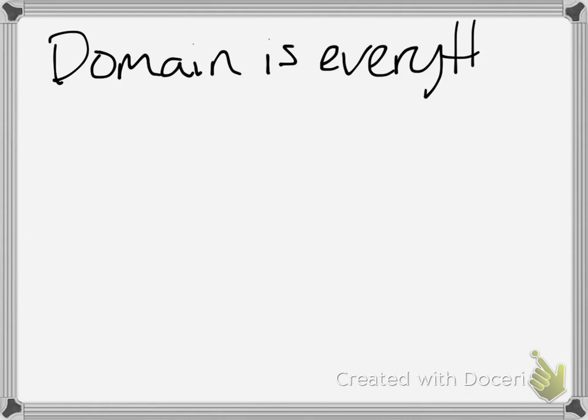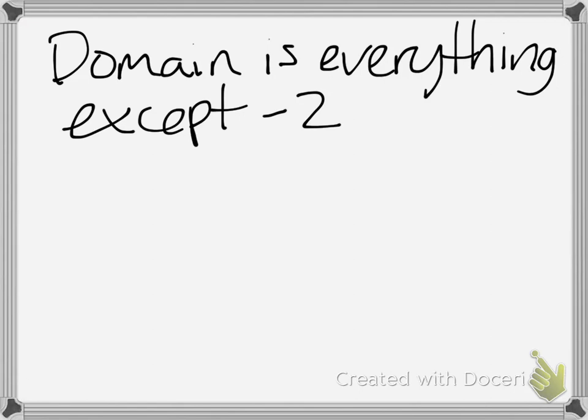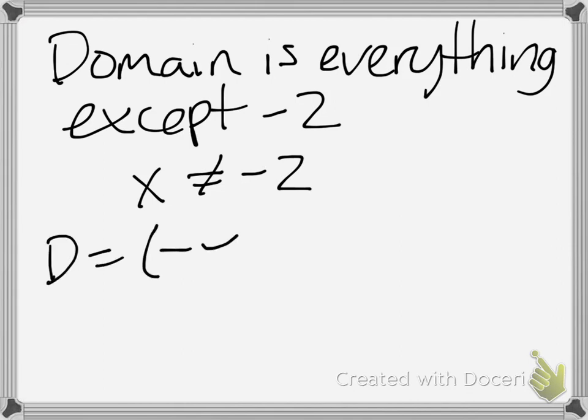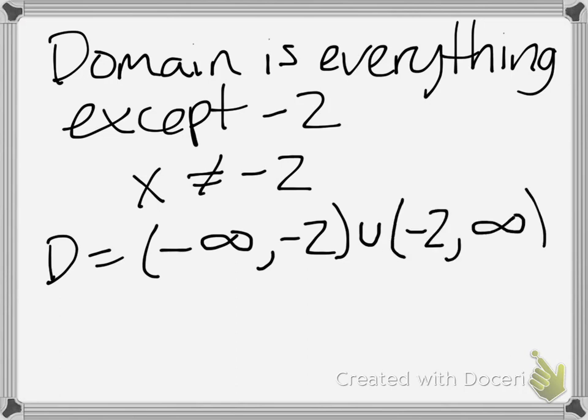So my domain is everything except -2. I have some notations for that. I can just say x is not equal to -2. Or I could say my domain is everything from -infinity to -2, but not including -2, and -2 to infinity, but not including -2. Those are good notations.